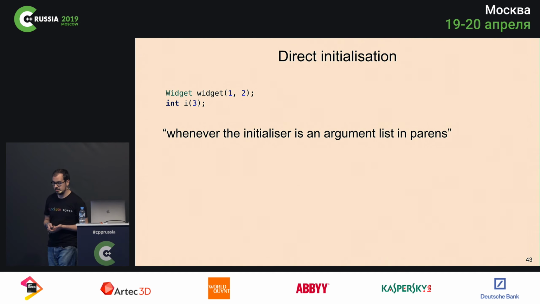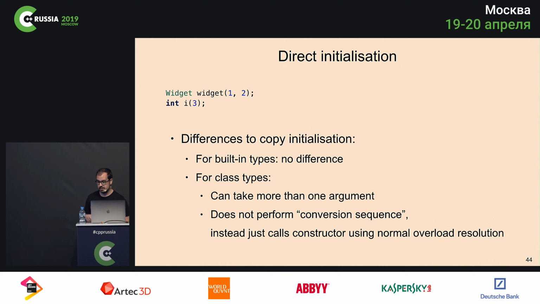What does direct initialization do? Well, there's some differences to copy initialization, the one with the equal sign. For built-in types like int, bool, float, there's no difference. For class types, obviously, this syntax can take more than one argument, which is why it was introduced in the first place. But also, it does not perform the conversion sequence thing that we saw earlier. Instead, it's going to call the constructor using overload resolution, right? So the syntax looks like a function call. It is a function call, essentially. And then it uses the same logic as other functions in C++.